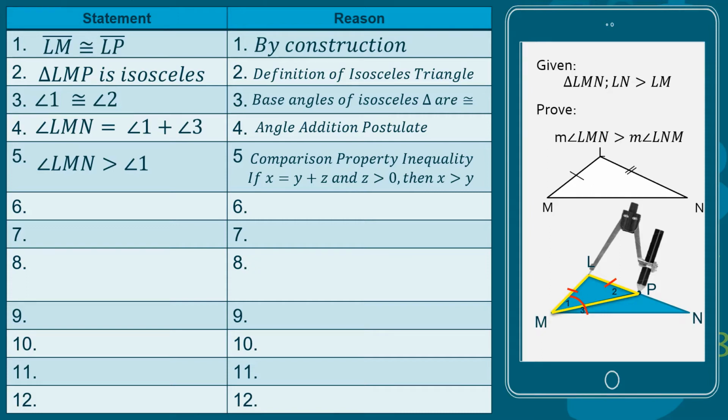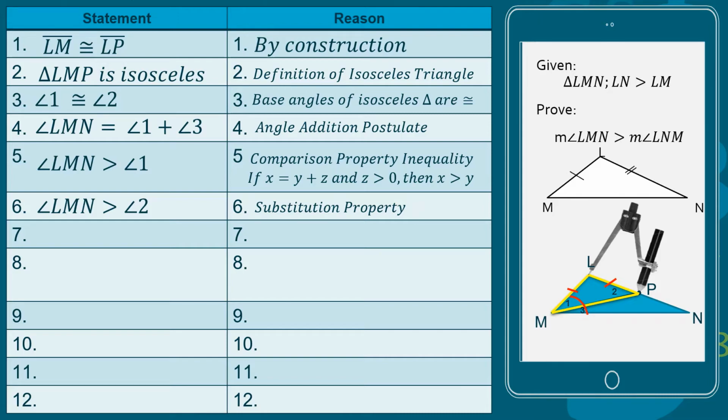Okay, next, using statement number 3 and 5. Gamitin natin. So let's observe statement 3 and statement 5. When we replace angle 1 with angle 2, we have the result: angle LMN is greater than angle 2. Since nag-replace tayo, nag-substitute, the reason is substitution property.